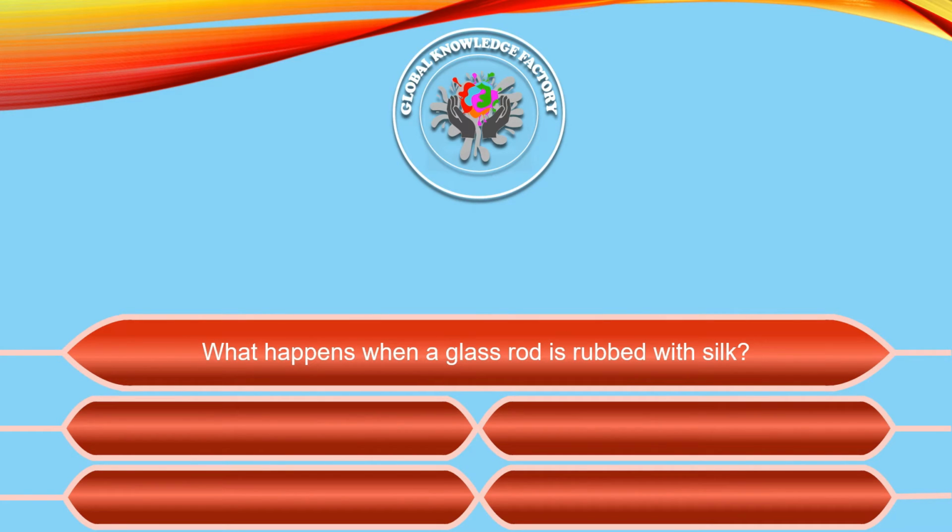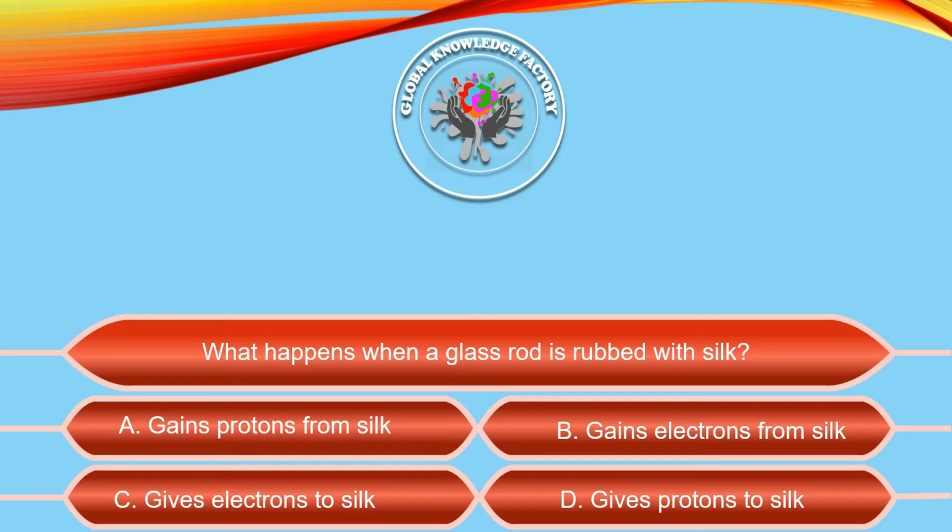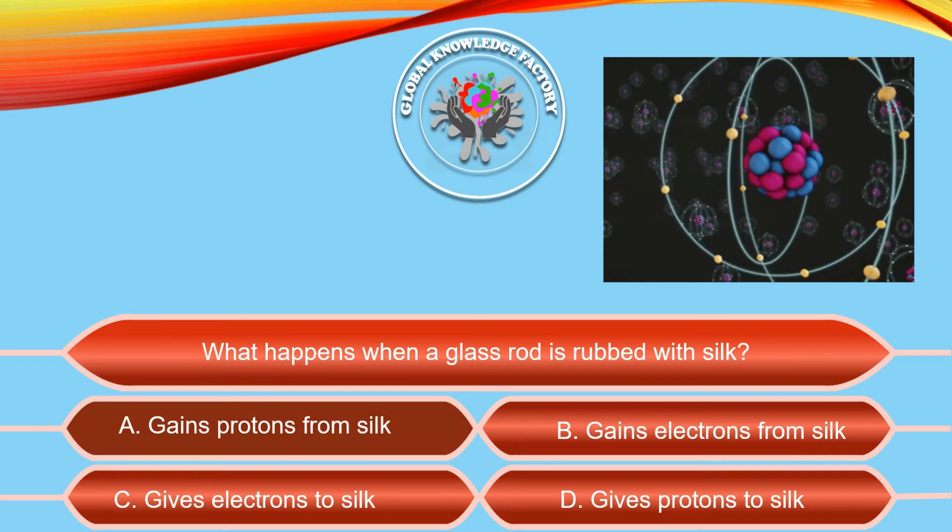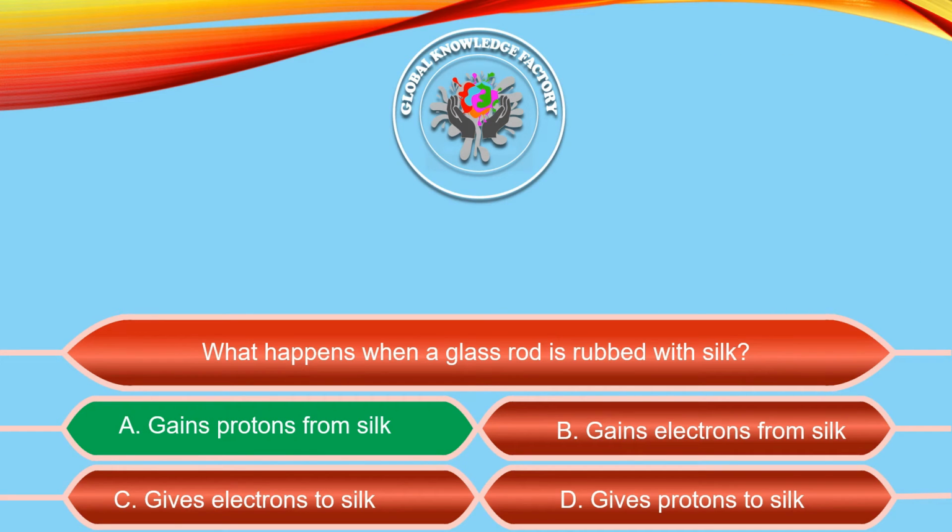What happens when a glass rod is rubbed with silk? A. Gains protons from silk, B. Gains electrons from silk, C. Gives electrons to silk, D. Gives protons to silk. Answer is A. Gains protons from silk.